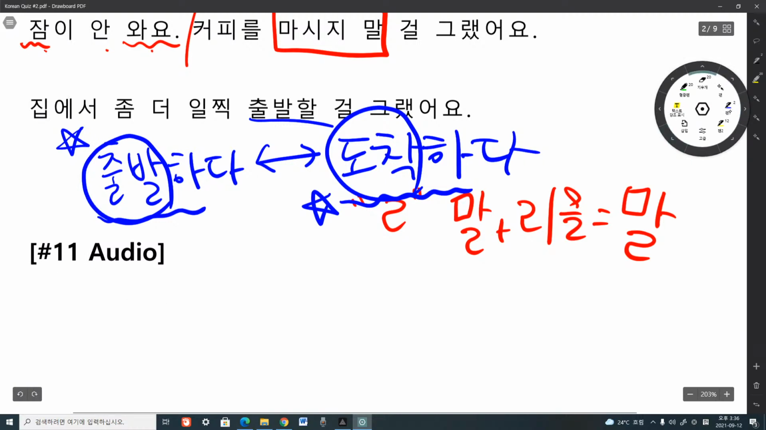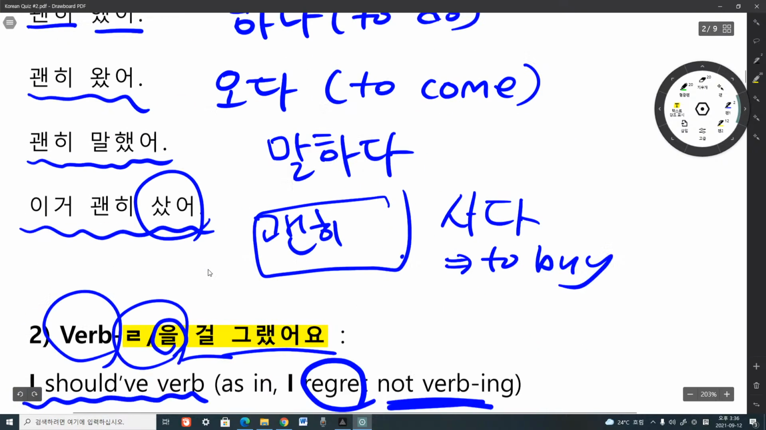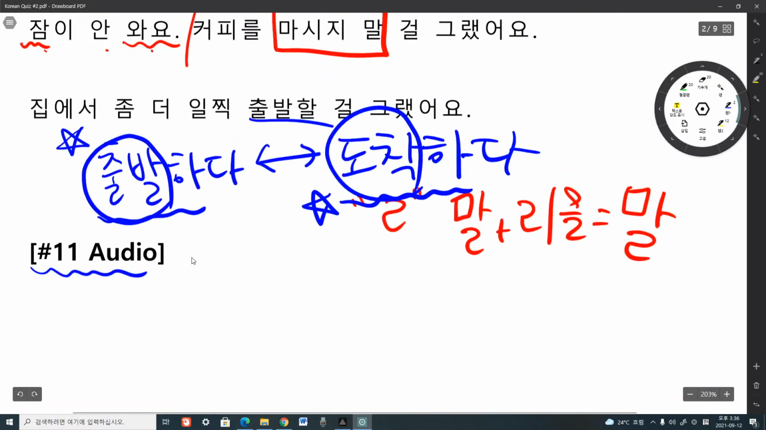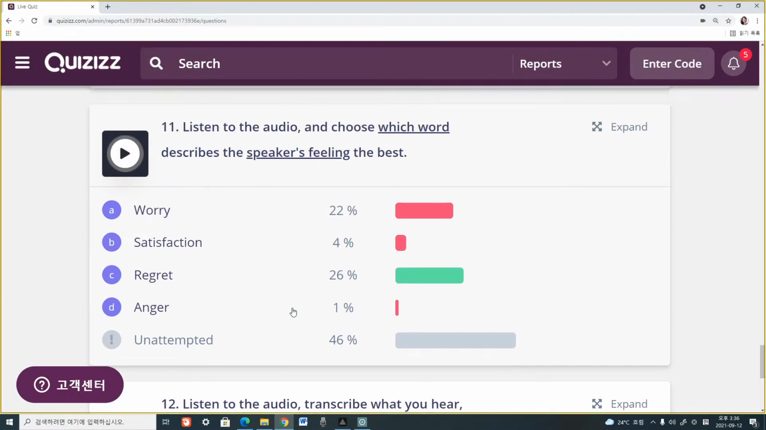So if you have taken the quiz, in number 11 in the audio, the expression of regret, both 괜히 and 할 걸 그랬어요 is used. So let's try listening again. If you haven't taken the quiz, this is your chance to take a listen. So let's try transcribing before we already know the answer is regret, right? So let's try transcribing first what you hear. You can write it in your notebook or type it in the chat section. So I'm gonna play it right now.